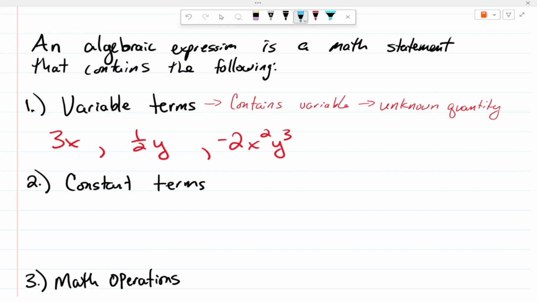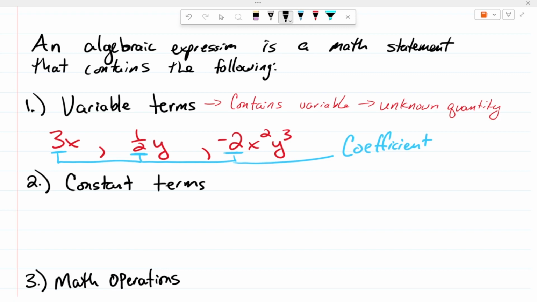Now, this number that is in front of each one of these variables has a very special name. That is called a coefficient. All right. So the coefficient is the number that is being multiplied to the variable itself.